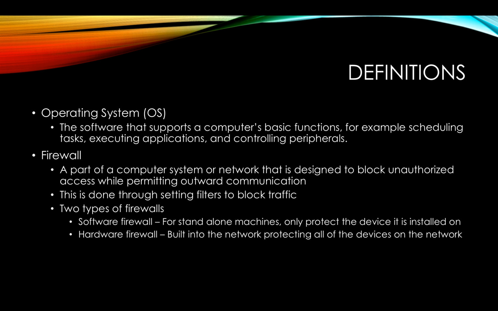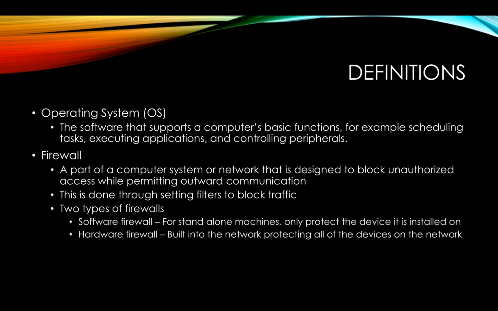Next, I'd like to go into some definitions. An operating system is the software that supports a computer's basic functions. For example, it schedules tasks, executes applications, and controls peripherals such as your mouse and keyboard. A firewall is a part of a computer system or a network that is designed to block unauthorized access while permitting outward communication. This is done by setting filters to block traffic.